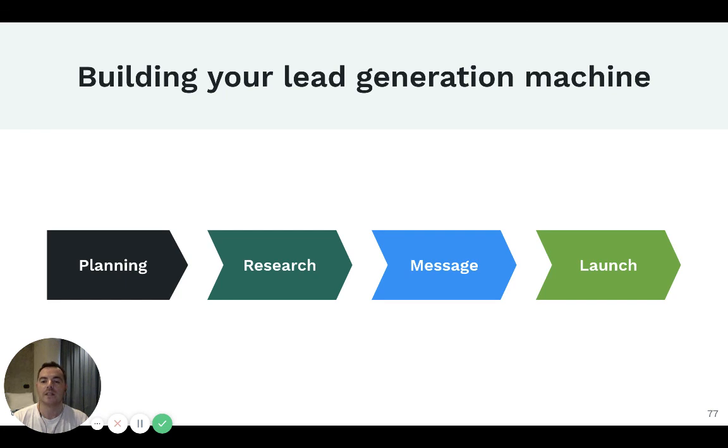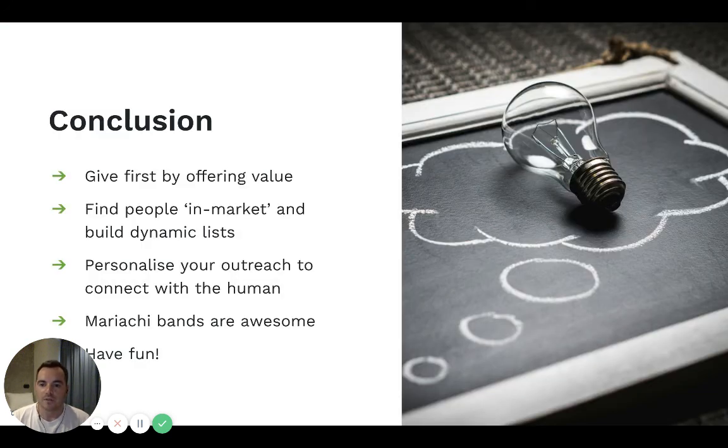So there you have it. Your 4 steps to building a lead generation machine. You need to plan, research, message, launch, and repeat. So to conclude, give first by offering value. Find people in market and build dynamic lists. Please don't buy lists. Personalize your outreach to connect with the human. Mariachi bands are awesome, and you should definitely send one to an office one day. And have fun with your email outreach. It shouldn't be a boring chore. It gives you a chance to put your brand's personality or even your personality into your email outreach.